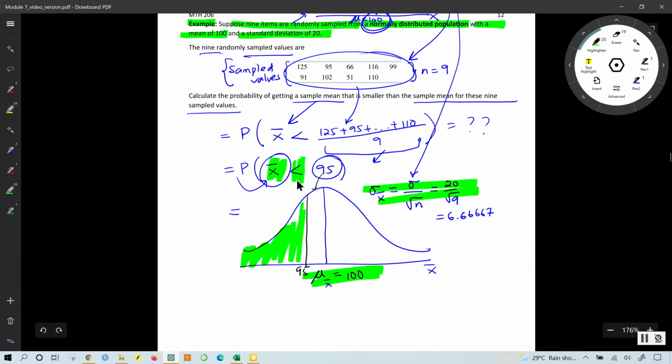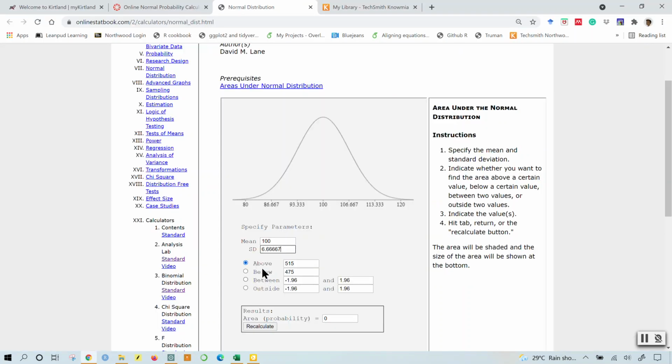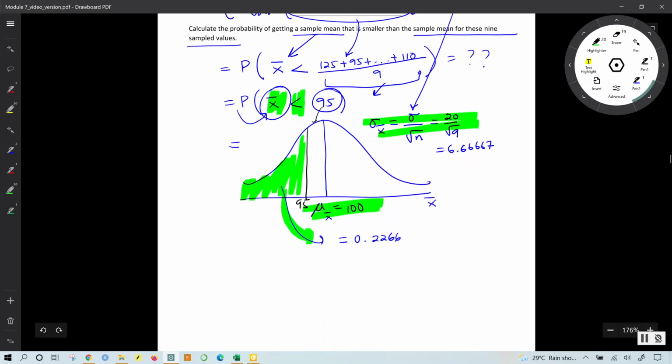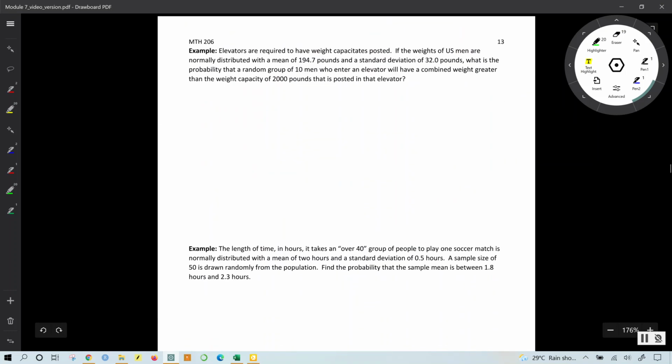I want 95, the number below 95. So going back, I'm going to go to below 95, and hit the enter button. And you have the final answer. The probability is 0.2266. So I have the final answer there. This probability is equal to 0.2266. And we proceed to the next example.